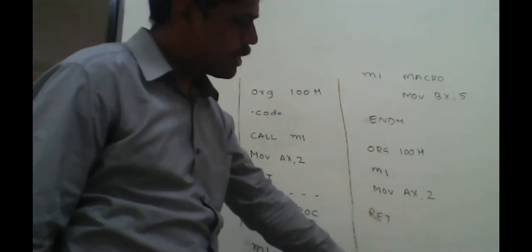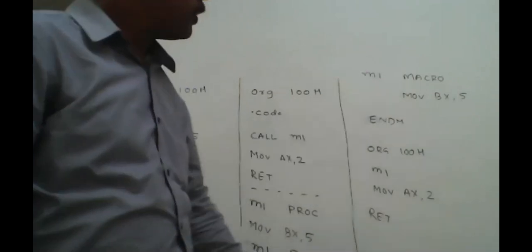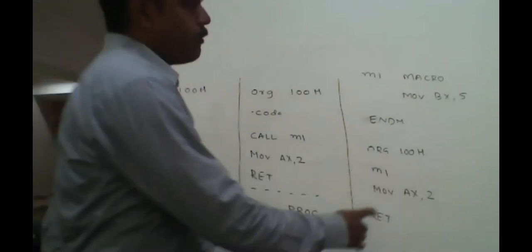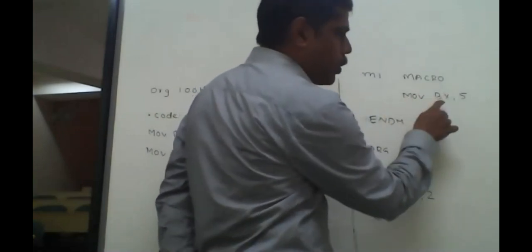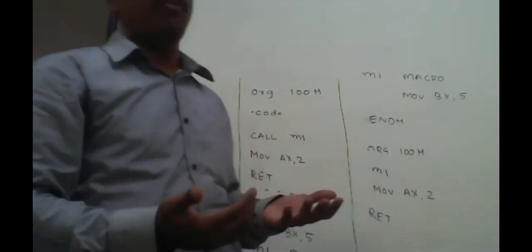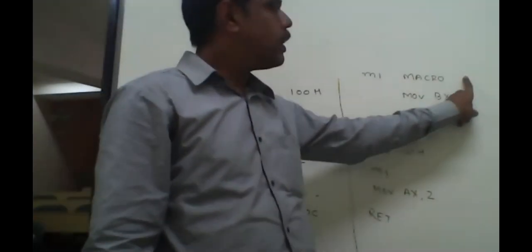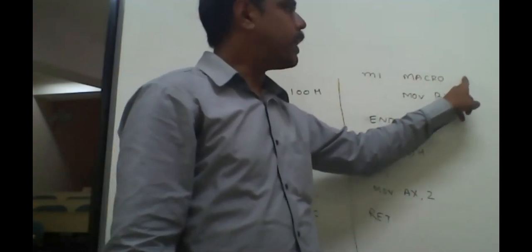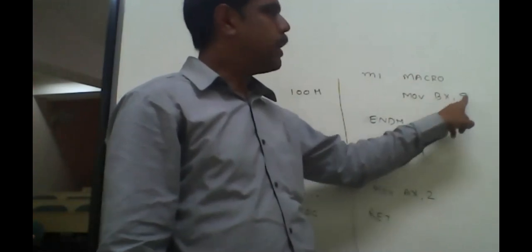Let us say somewhere else, if you wanted to do the same operation, you could have simply used the name of the macro. Here we have not used any arguments. What we are moving into BX is 5, which is a fixed number. Let us say we want to move different numbers. Then this could have been an argument: M1 macro num. Then you write MOV BX, num.